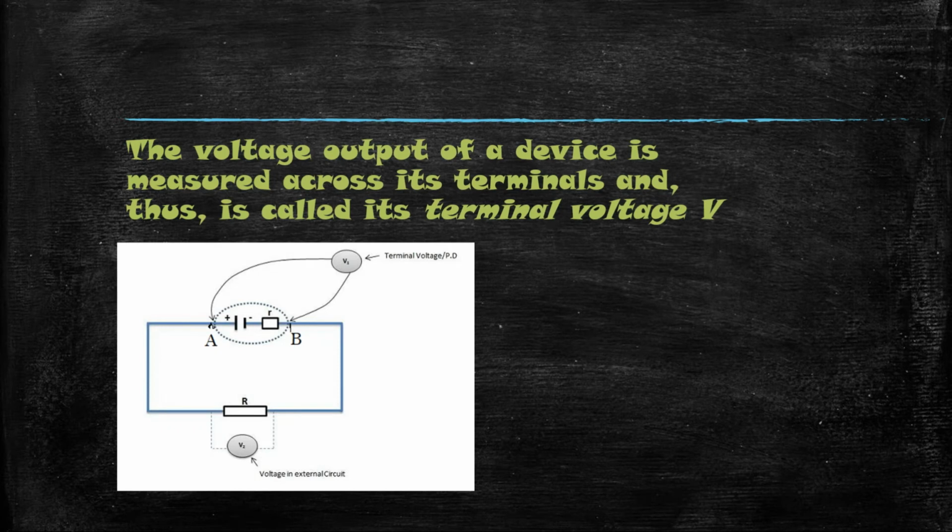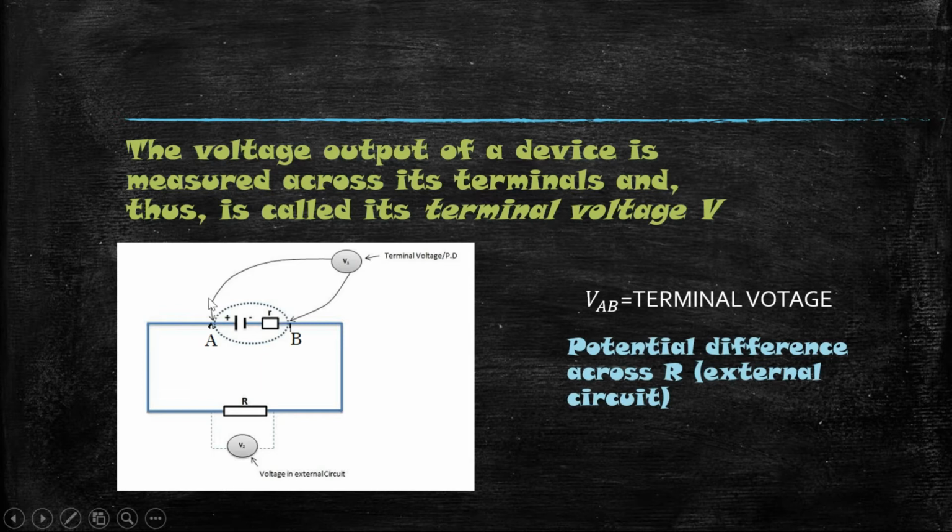So the terminal voltage, or V, is the output voltage of any device. Like in this diagram, VAB, the potential from point A to B, is actually the terminal voltage. So it seems equal to the potential difference across the external circuit, across R.